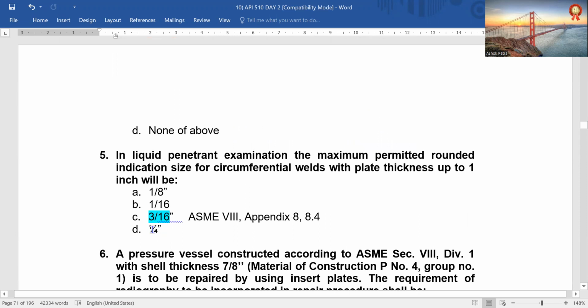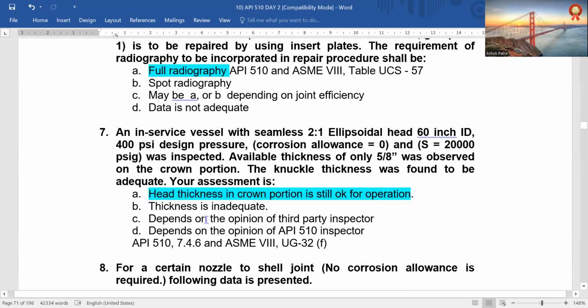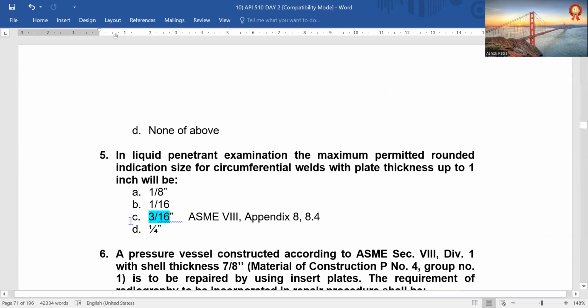In liquid penetrant examination, the maximum permitted rounded indication size of circumferential welds with plate thickness up to 1 inch will be around 5 mm. So it is 3 by 16 inch, 4 point something.